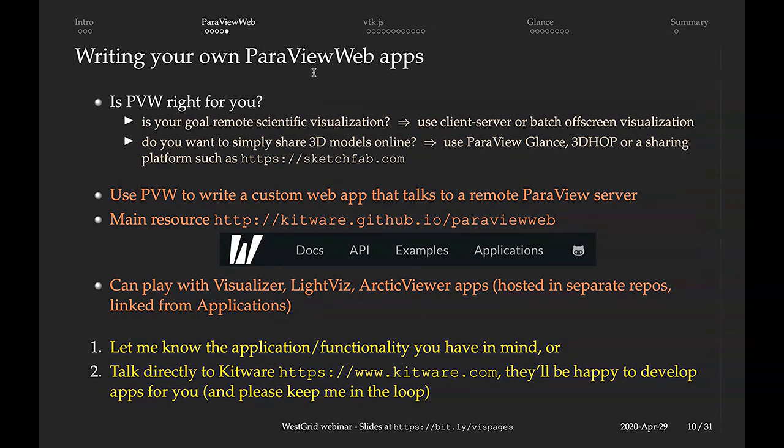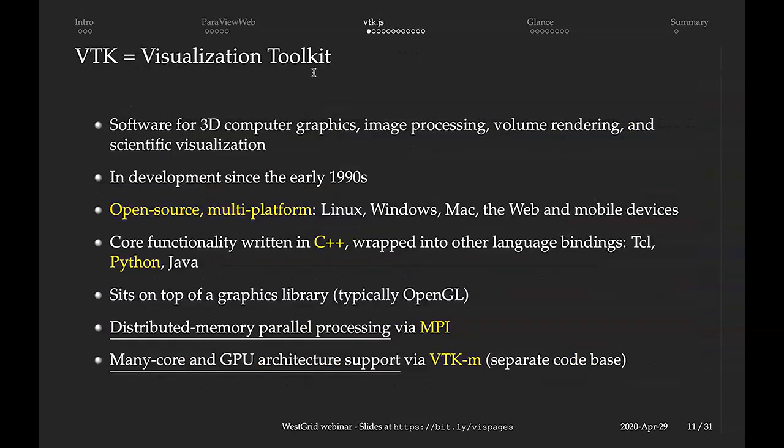So if you're still interested in ParaViewWeb and want to develop your own application, let me know. If you are from WestGrid or Compute Canada, so essentially from any Canadian research university or institution, I will help you. And no matter where you are, you can always contact Kitware, the company who developed ParaViewWeb. They provide paid support, so they'll be happy to write applications for you if you pay them.